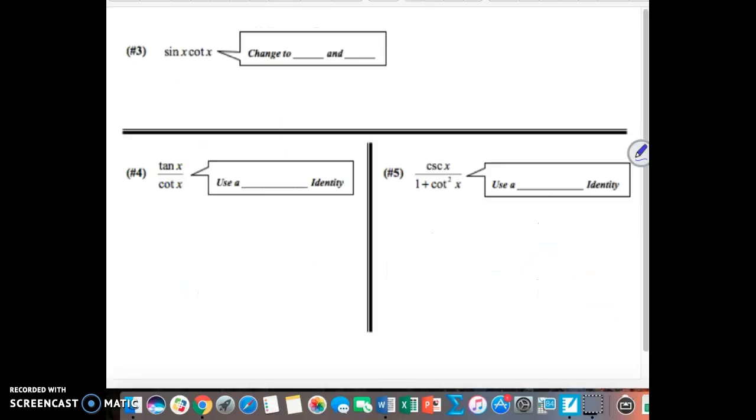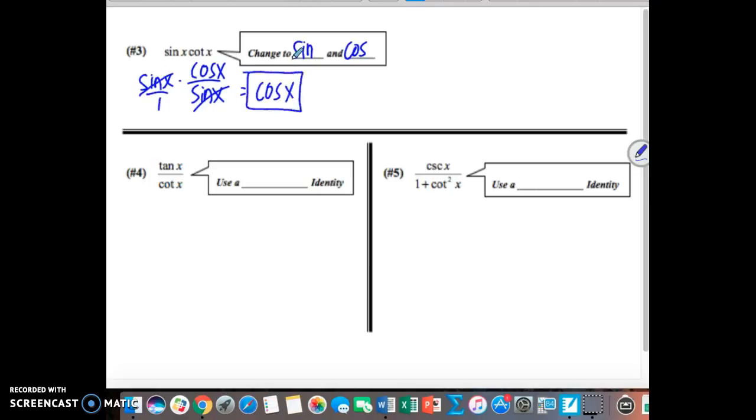Example 3 asks us to simplify sine of x times cotangent of x. And again, we will just try changing each term to sine and cosine. So sine of x will remain the same, and then cotangent of x can be rewritten as cosine of x over sine of x. Notice we have a sine of x in the numerator and denominator, so those sine of x will cancel, and we are just left with cosine of x. That is your final answer.